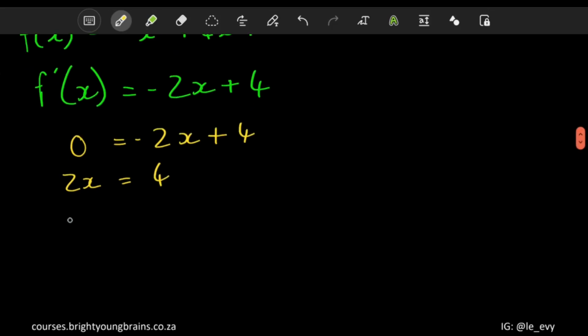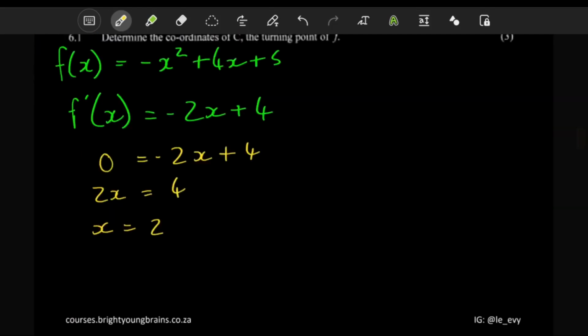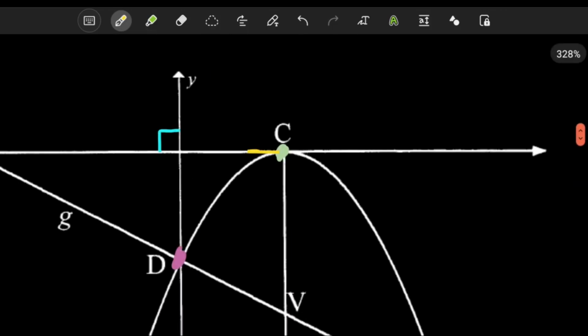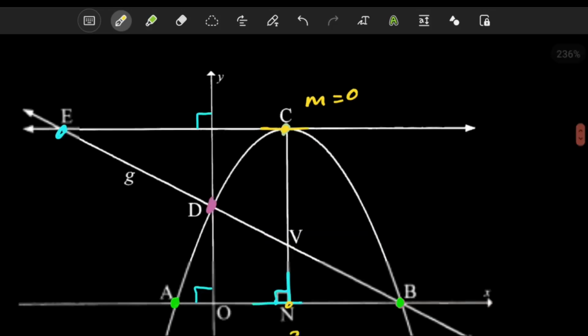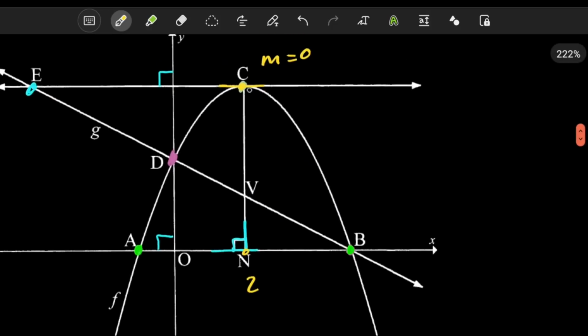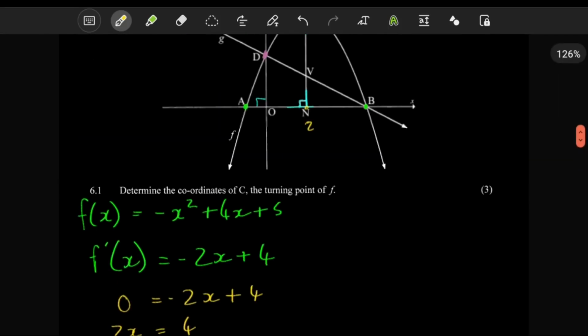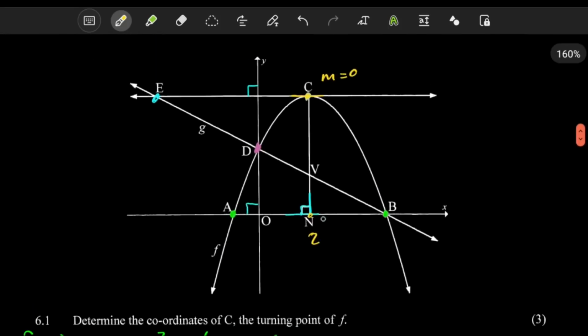So here, dividing by 2 on both sides, we're getting an x value of 2. This is telling us that the x value here is 2 and the gradient here is 0. This gradient being 0 is what has allowed us to determine the x value of the turning point, because a turning point will always have a gradient of 0. That's why to get the turning point, you differentiate to get a gradient equation, and then you make that gradient equal to 0. So I've gotten the x value here to be 2.